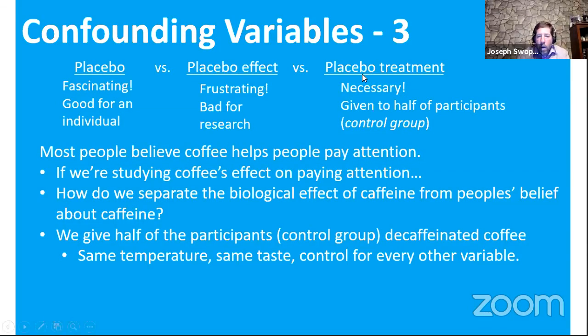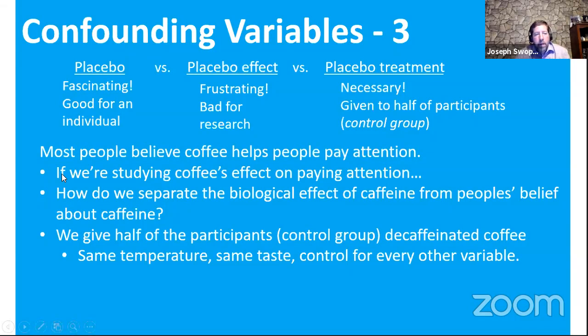However, we got another kind of thing that's a related concept, a placebo treatment. That's necessary. Remember, if we give the independent variable to an experimental group, then we have to give a placebo to the other half, and we're going to call them control group. So the experimental group gets the independent variable, and the control group gets the placebo treatment. Okay, let's give an example.